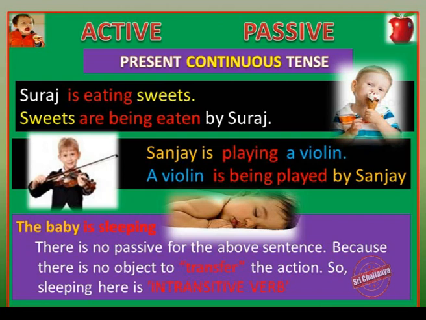Sanjay is playing a violin. Passive voice: A violin is being played by Sanjay. 3. The baby is sleeping. There is no passive for the above sentence because there is no object to transfer the action. So sleeping here is an intransitive verb. Wherever the verb is in intransitive form, there is no passive voice.